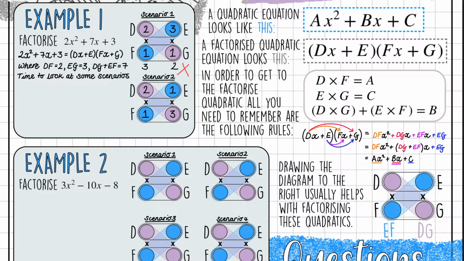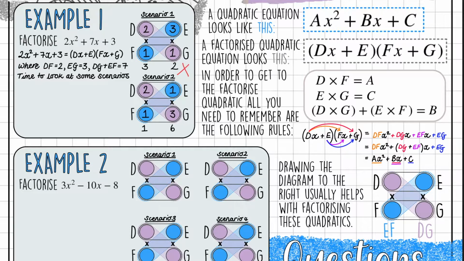What about the third? Again, we need to have dg plus ef equal to 7. So let's work out dg and ef. And remember, these are on the diagonals. So dg is this diagonal here, and ef is this diagonal here. So dg is 2 times 3, which is 6. And ef is 1 times 1, which is 1.